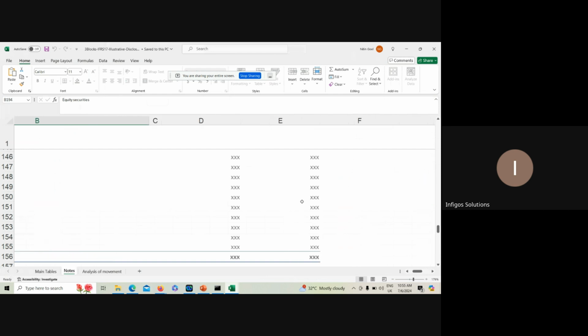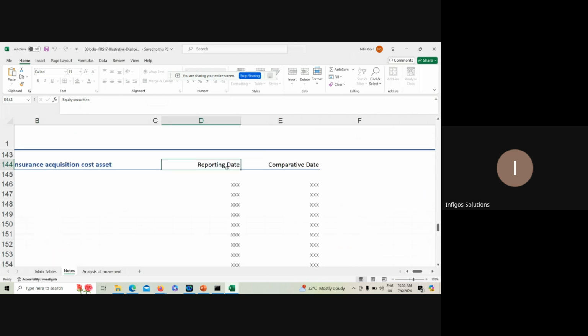We will have two values. This is my reporting date, and this is my comparative date. Comparative date means I have to do it for 2 years, one for 2024, one for 2023. So this will be for 24, this is for 23. So T minus one is the comparative date and the reporting date is T.